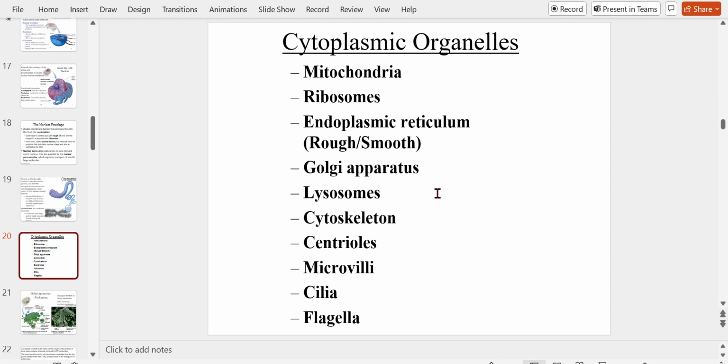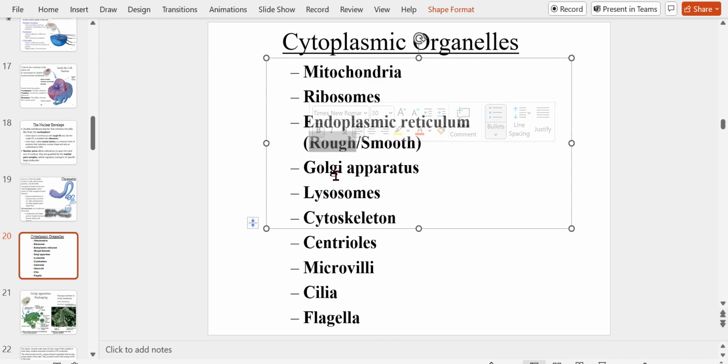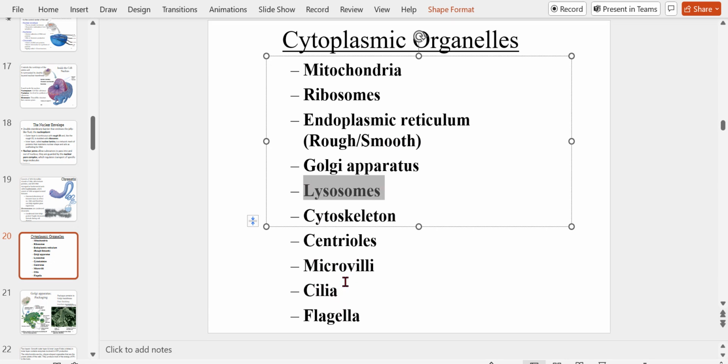Cytoplasmic organelles, these are the ones we're going to hit. These are the main ones. You've got mitochondria, powerhouse; ribosomes, protein; endoplasmic reticulum, rough and smooth. We've already talked about rough. Golgi apparatus for packaging, lysosomes, cytoskeleton, centriole, microvilli, cilia, and flagellum.